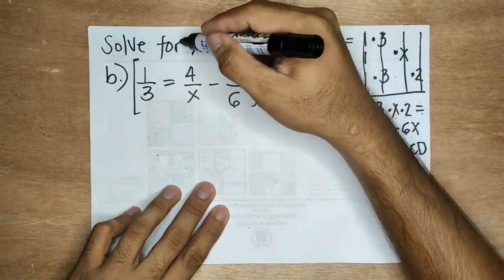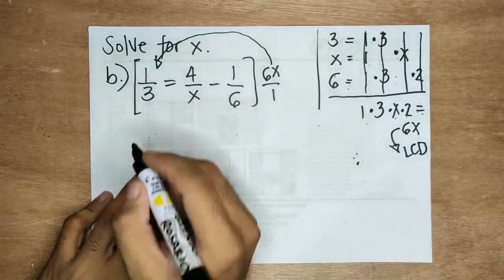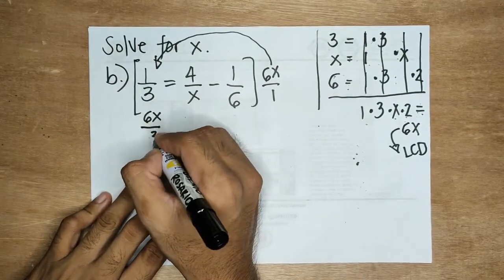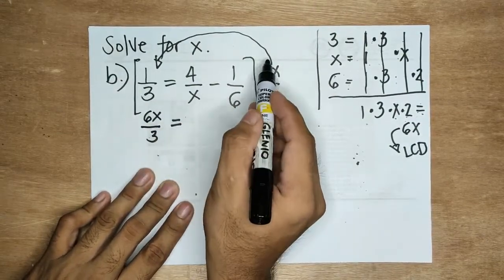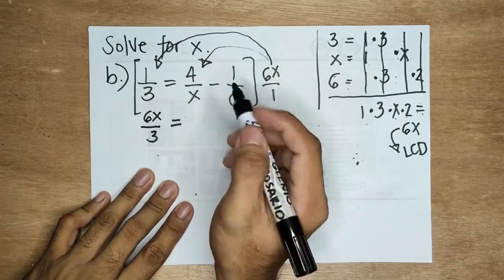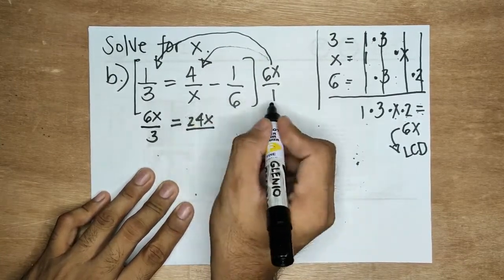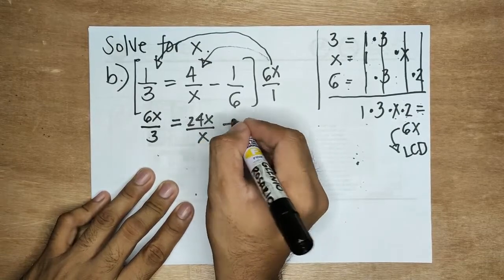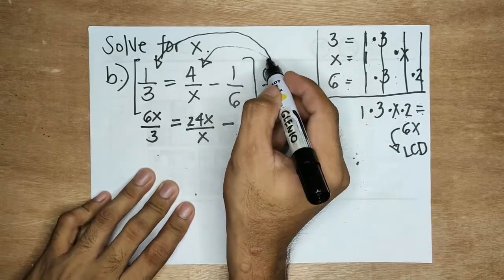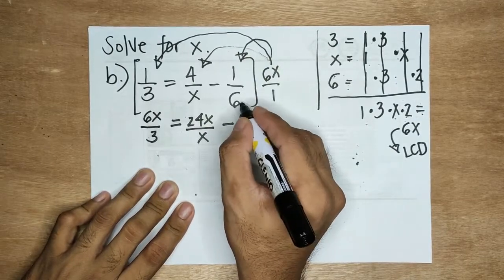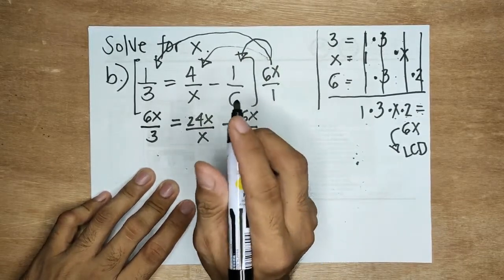So 6x times 1 is 6x. And then the denominator, 3 times 1 is 3, is equal to 6x times 4 is 24x all over x times 1 is x. Then copy the negative symbol here. 6x times 1 is 6x all over 6 times 1 is 6.